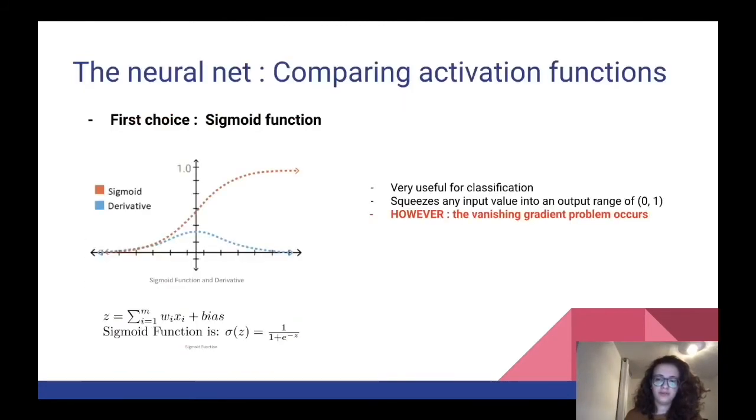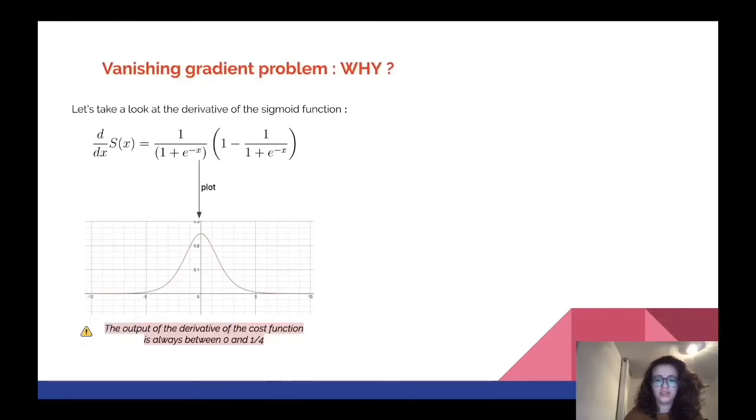But the main problem with this function is actually the vanishing gradient problem. So let's take a look at the derivative function. After computing it, we obtain this formula, and after plotting its graph, we can clearly notice that all the values are actually between 0 and 1/4. So its range is actually 0.25. So how does this affect our gradient when we have more than one layer?